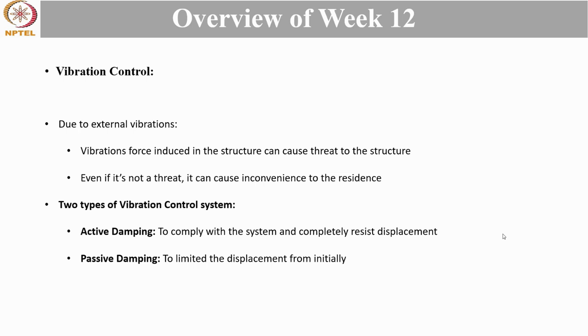So these vibration control systems are mainly divided into two categories. First is active damping, in which we tend to comply with the system and completely resist the displacement. And second is passive damping, in which we try to limit the displacement from initial condition, such that the very high displacements are neglected, and only small displacements are happening in the system, which is not causing any harm.